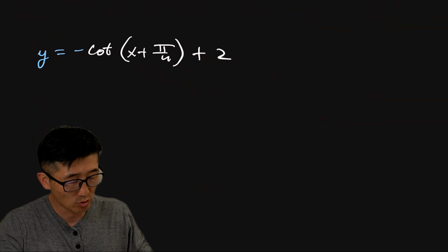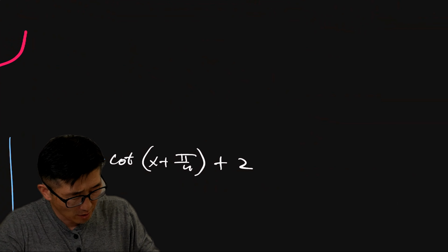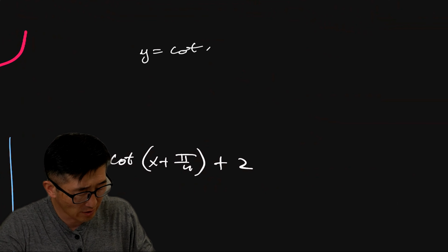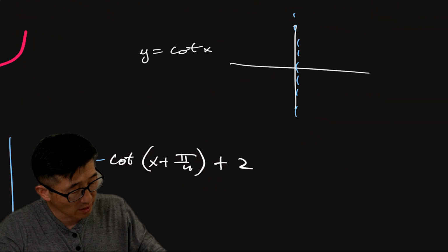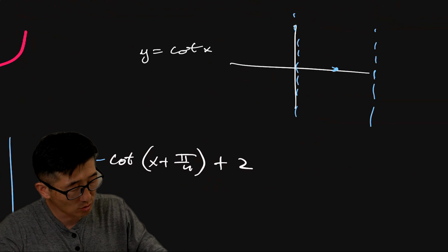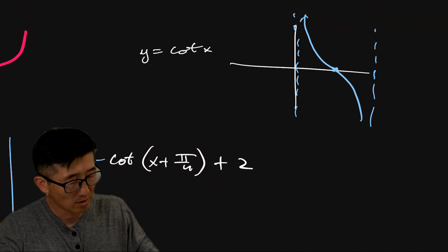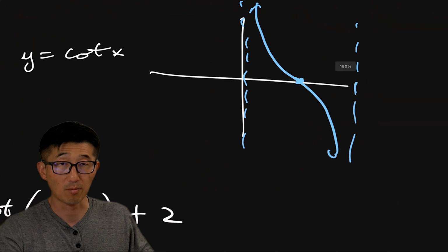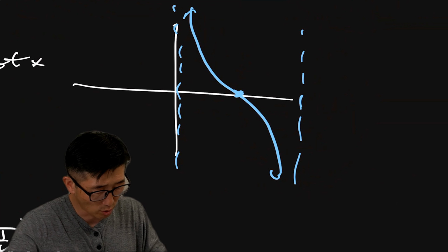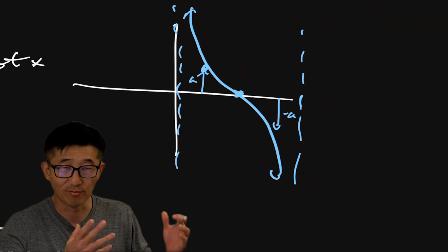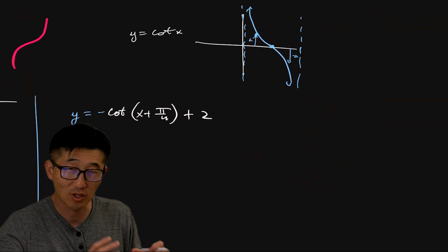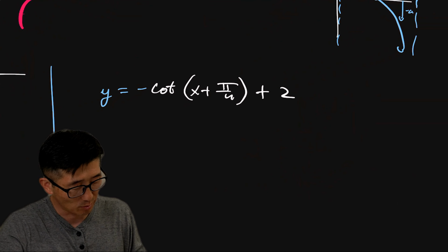All right, so how do we do this? Well, again, you have to remember that the parent graph y equals cotangent of x starts at 0, ends at pi, and it goes up left, down right. And everything else is the same. Like if you go 1/4 of the way, you're going to go up this many units of a and this many units of negative a, which is what they call the amplitude.